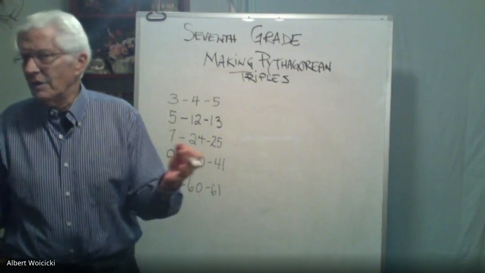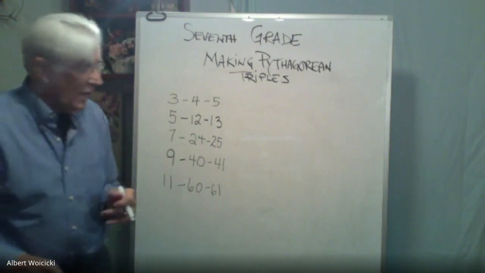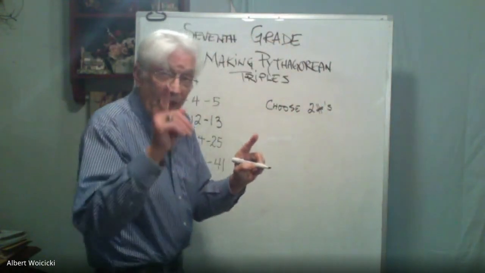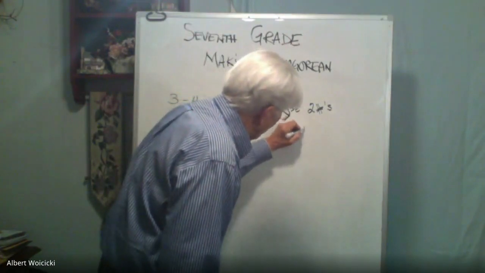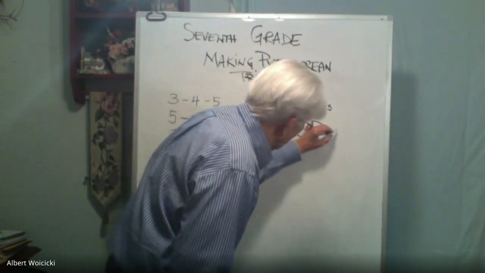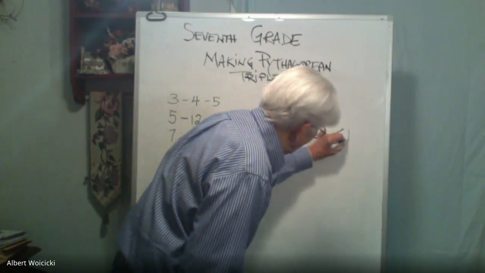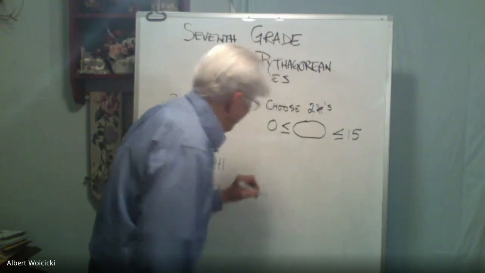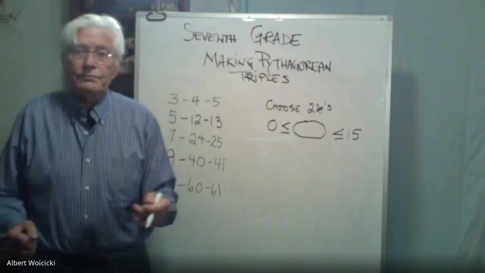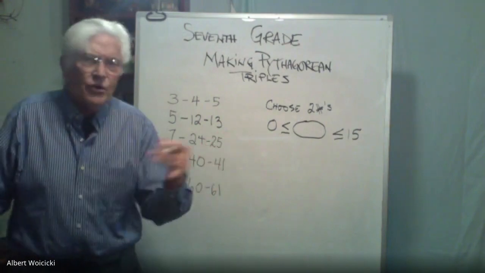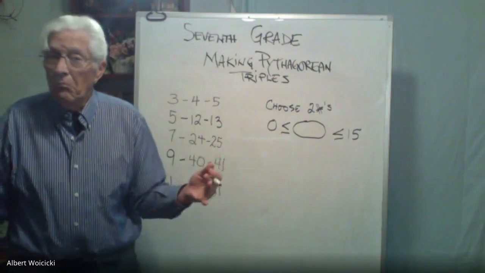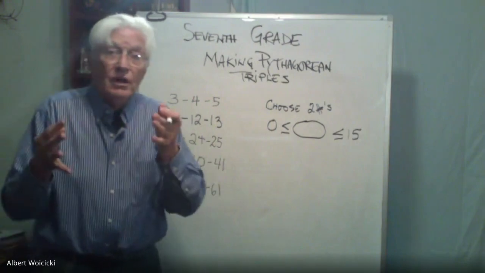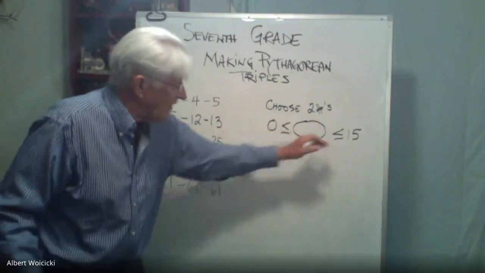And they're going to look at you. Okay, here's what you ask them to do. Choose two numbers. They're going to be less than or equal to 15 and greater than or equal to 0. That's it. Two numbers. Have them choose two integers, greater than or equal to 0 and less than or equal to 15.